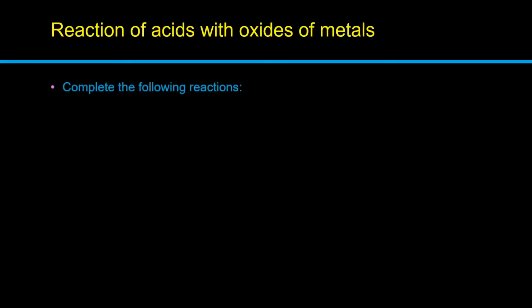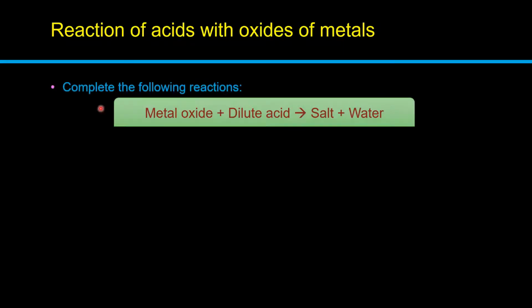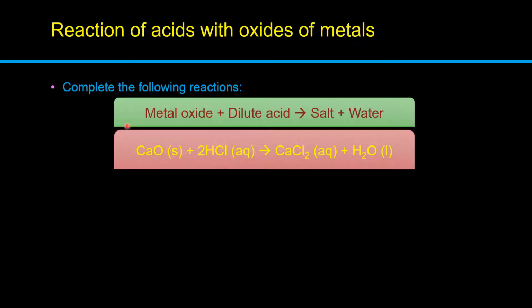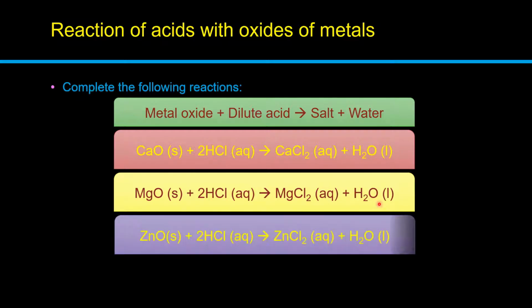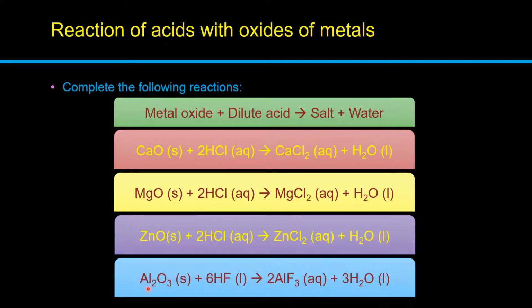So metal oxides react with dilute acid to form salt and water. Based on this, shall we complete the following reactions? Calcium oxide reacts with hydrochloric acid to form the salt calcium chloride and water. Magnesium oxide reacts with hydrochloric acid, again to form magnesium chloride and water. What about zinc oxide? It forms zinc chloride with hydrochloric acid and water. Aluminium oxide with hydrofluoric acid, HF is hydrofluoric acid, to form aluminium fluoride and water.